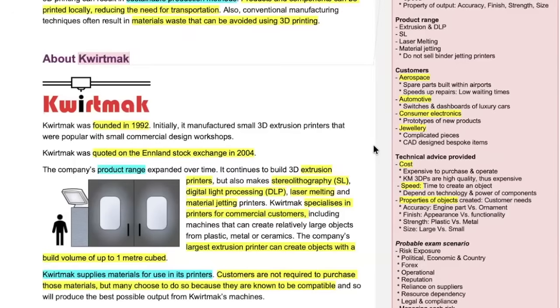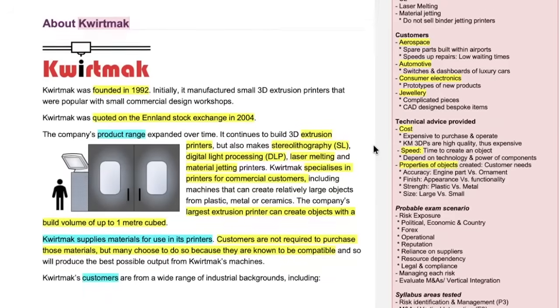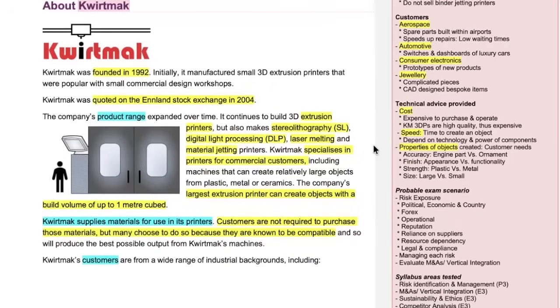So we are involved with manufacturing extrusion and DLP printers, SL printers, laser melting, and material jetting printers. And looking at the type of customers we serve at the moment, we are focusing our attention towards 4 main industries: aerospace, automotive, consumer electronics, and jewelry.